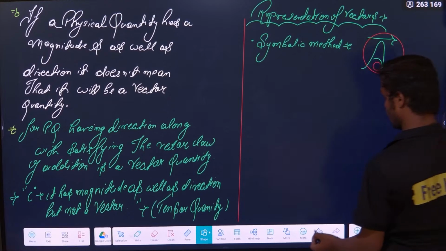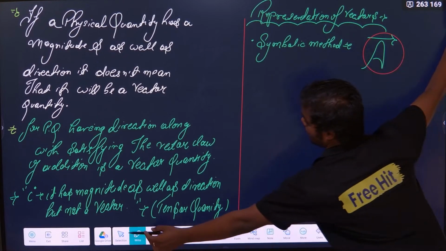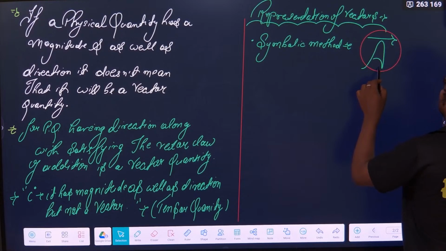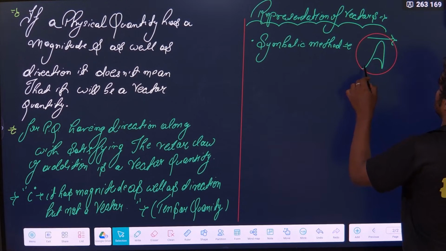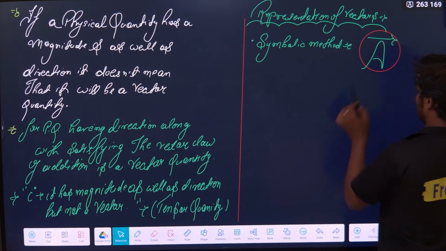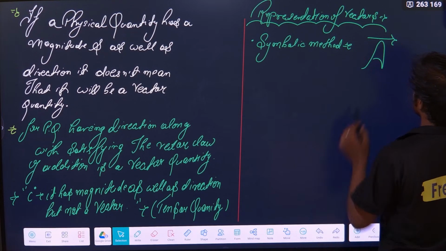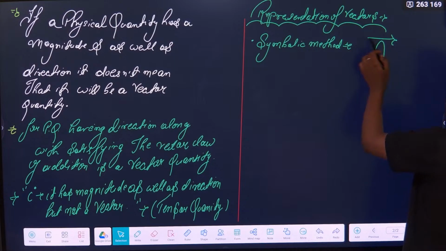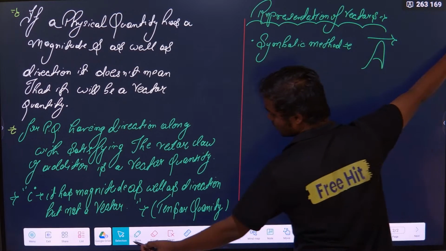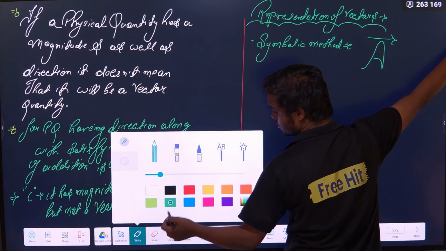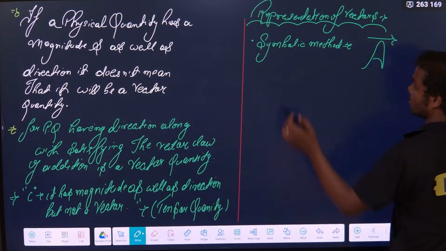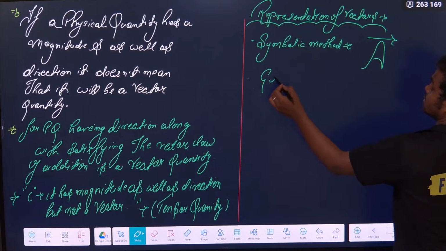Whatever symbol we have, we simply put an arrow mark on the top of the letter. Simply the alphabet with the arrow mark on top is defined as the symbolic method. This is how we represent a vector in symbolic form. The second method we have is the graphical method. Okay, second is the graphical method.